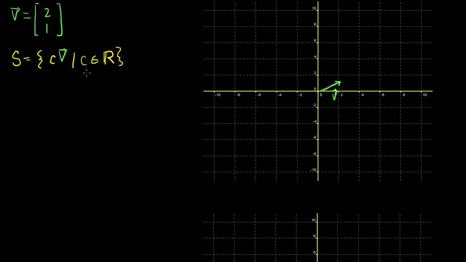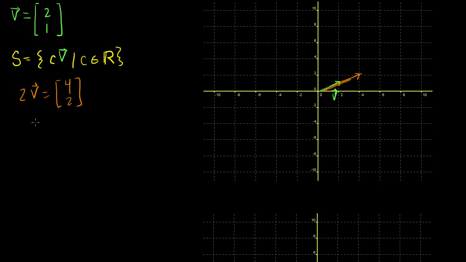Well, if we draw them all in standard position, c could be any real number. So c could be 2. If I do 2 times our vector, I'm going to get the vector 4, 2. Let me draw that in standard position. 4, 2. It's right there. That vector right there is collinear with this first vector. It's along the same line, but it just goes out further.